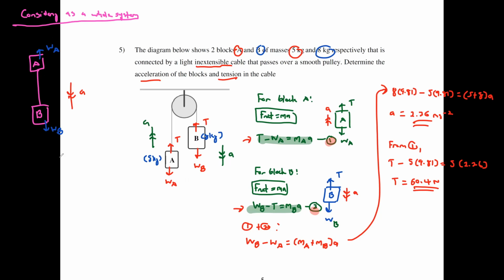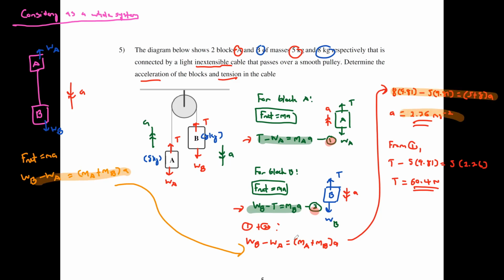So you try to use Fnet equals to ma here. You will say that WB minus WA is equal to (MA plus MB) times a. So the workings are going to be the same. This one is just going to be the same as the previous one. You'll be getting back the same answer, a, because this is the same expression as the previous one already. So if you consider it as a whole system, you will still get back the same answer.